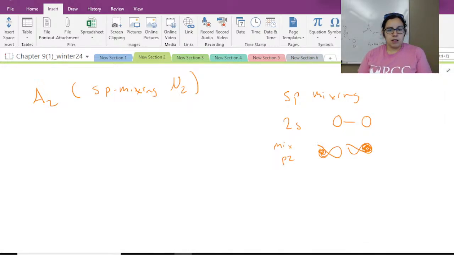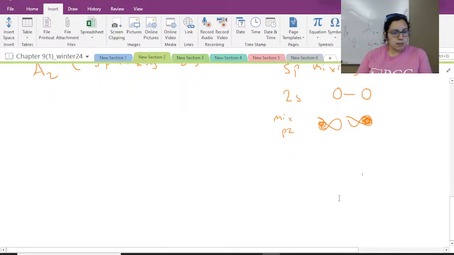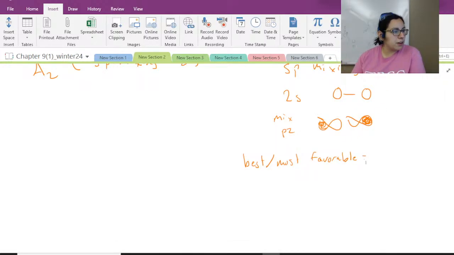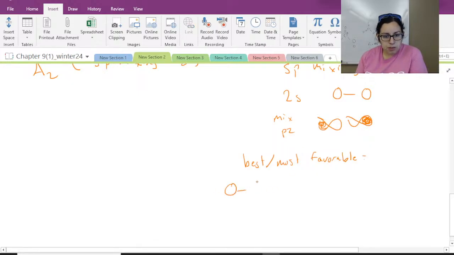And so now let's look at how they're going to mix. It's easiest to figure out the best and worst case scenarios, and then we'll figure out what's in the middle. So the best, or most favorable, would obviously be the all in phase combination, like I've drawn already. I'll just redraw this. So best is where they're all in phase.